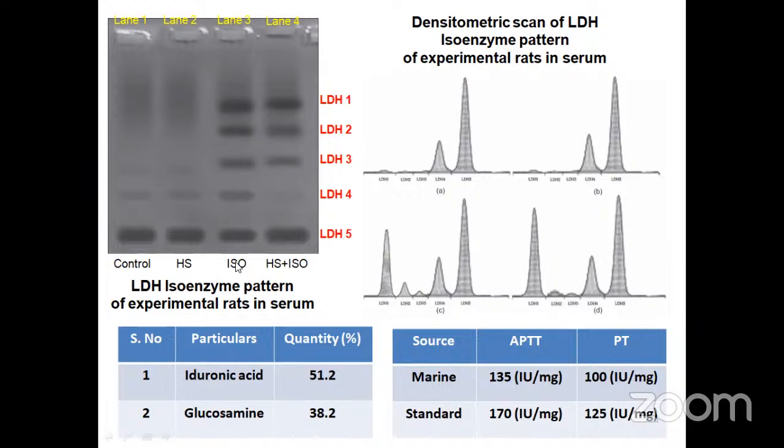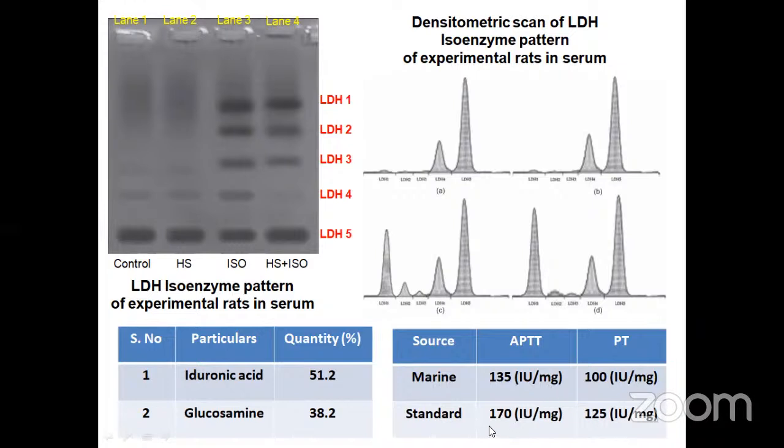Apart from this, we measured the uronic acid content as well as the glucosamine content, which account for 51% and 38% respectively. After that, we measured the anticoagulant activity. For the anticoagulant activity, we used only 2 parameters: activated partial thromboplastin time, shortly represented as APTT, for which the marine mollusk shows 135 international units per milligram, whereas the prothrombin time shows 100 international units per milligram.